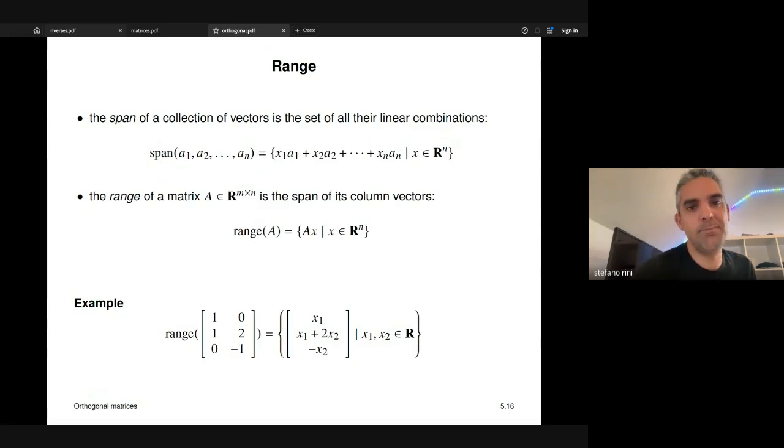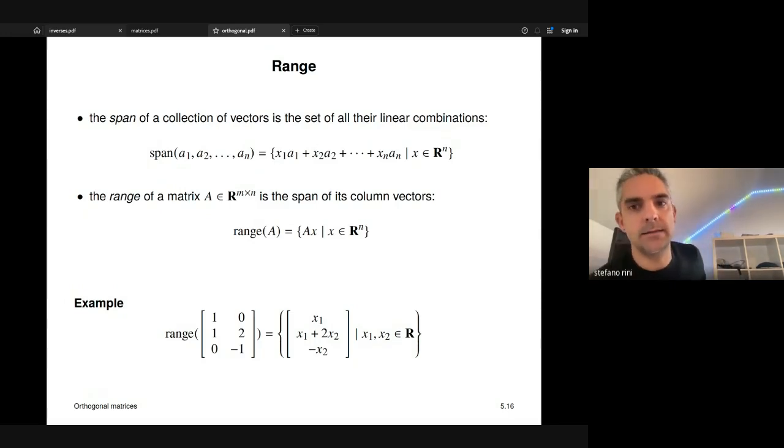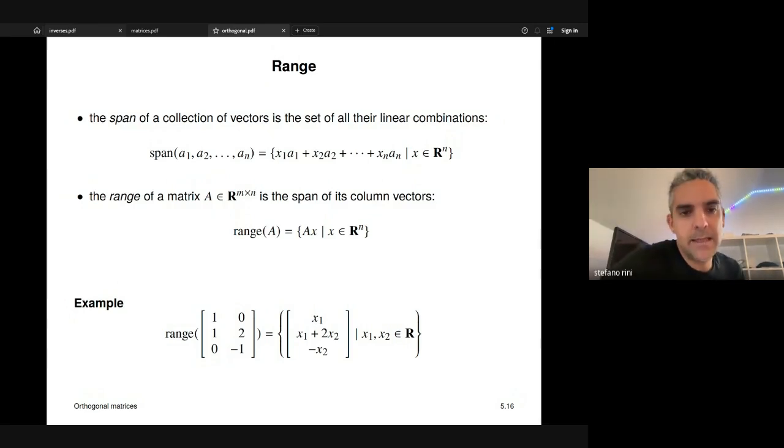Good. A span is a collection of vectors. If you have a set of vectors, A1 to AN, you define the span of the collection as the plane constructed by all the possible linear combinations. You take any linear combination of these vectors, and this generates the span. And the range of the matrix A is the span of its column vectors.